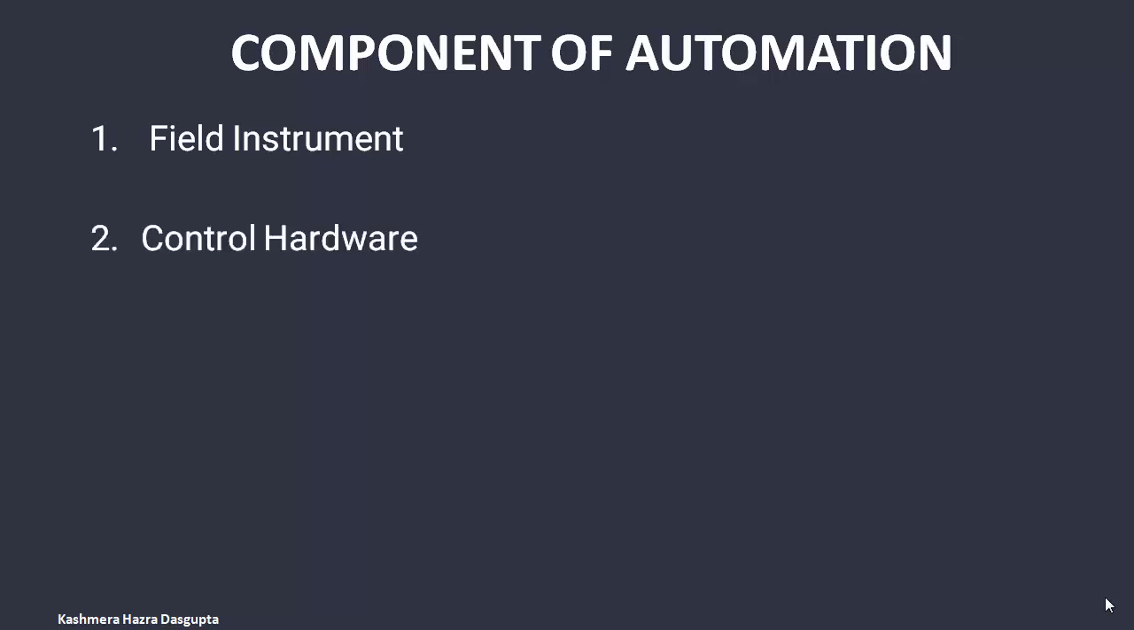Let's see the components of automation. There are field instruments, that is your sensors, your transducers, etc. Then there are control hardwares. Then there's a control system, your PLC. And then last but not the least are your output elements.